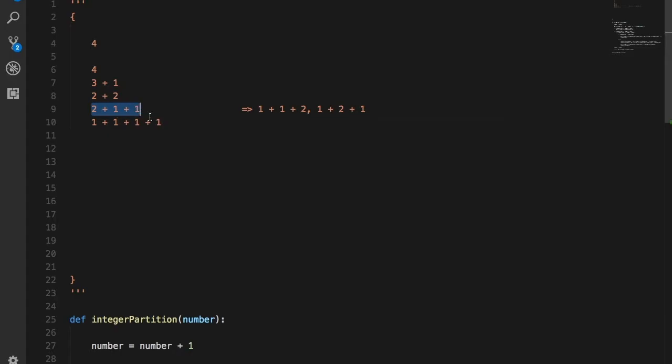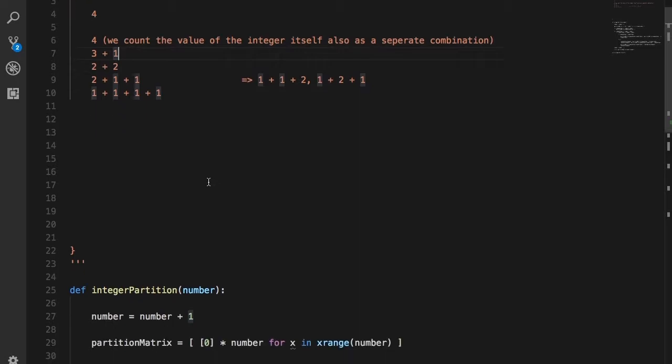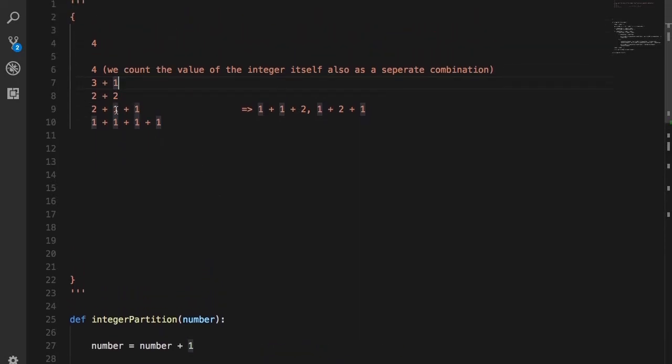If you observe here, 2 plus 1 plus 1 can also be represented as 1 plus 1 plus 2, or 1 plus 2 plus 1. But in this algorithm, we will not consider the order in which the numbers occur, but the values of the numbers themselves. So basically, order is not important. Another way of thinking about this is that we will consider combinations and not permutations.